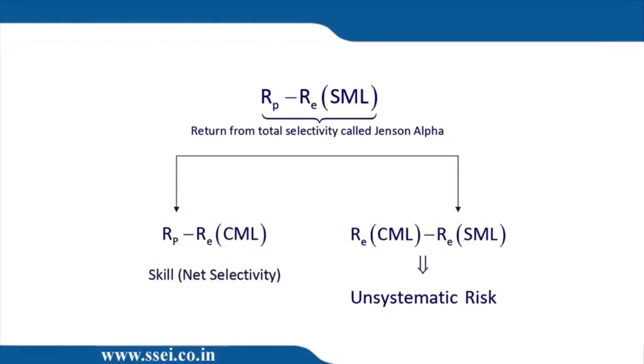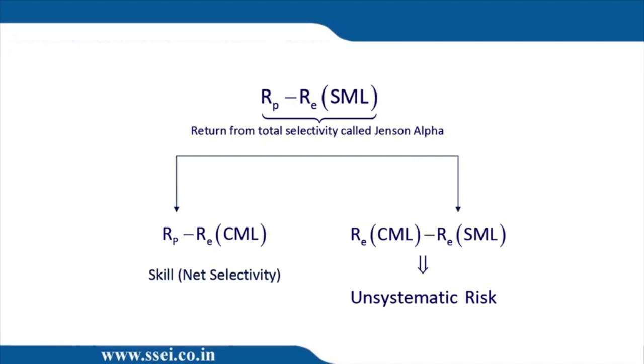Thank you. For question number 3, let me first of all revise the stuff with you. On the screen you can see that I have given a chart in which I have written RP minus RE. RP is the return earned by a fund manager and RE is the required rate of return as per security market line, that means RF plus (RM minus RF) into beta. So RP minus RE is the Jensen's alpha, that is the extra return that the fund manager has earned. This is called return from total selectivity.